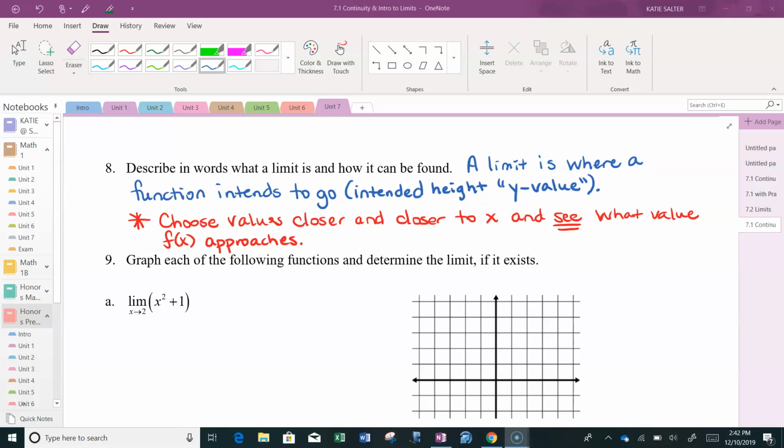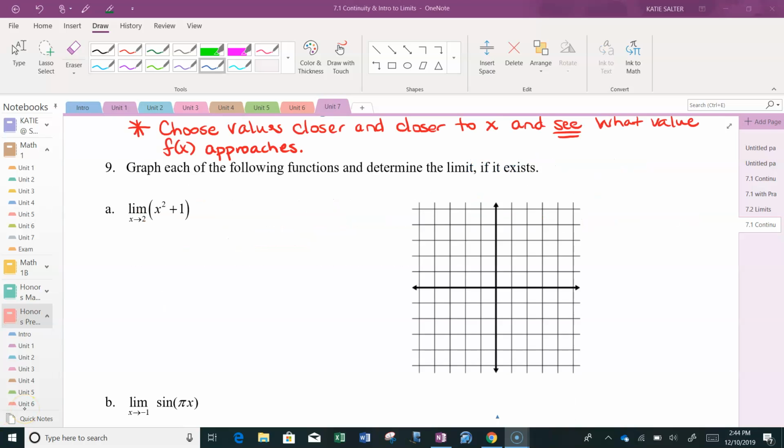All right, so that seems really weird because you're probably like, well, what do you mean where it intends to go? Because most graphs actually get where they intend to go because most functions are continuous. It's only when functions are discontinuous that you really have to see, are they approaching the same value from the left and from the right? So what we're going to do is now we're going to look at these graphs graphically.